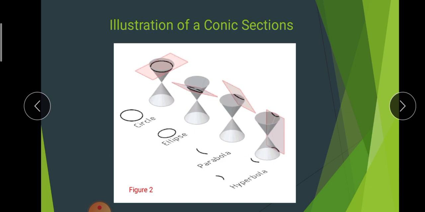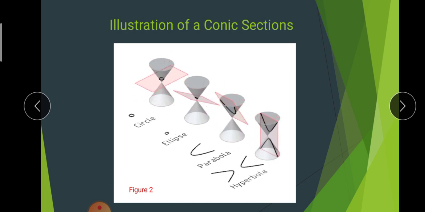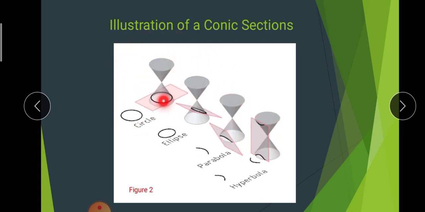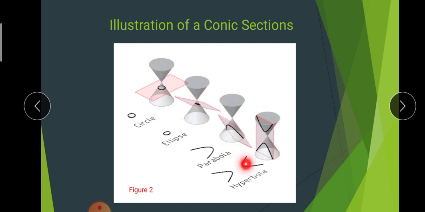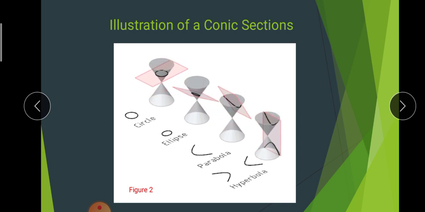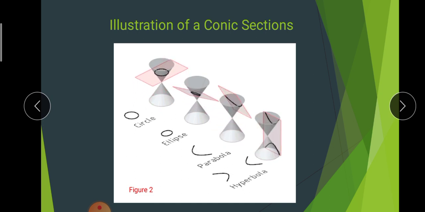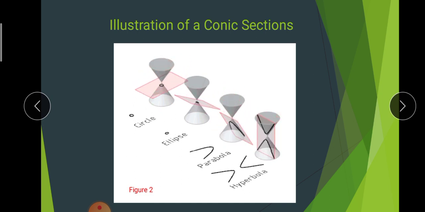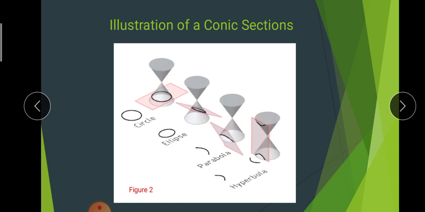As you can see in figure 2, it illustrates the different types of conics, namely the circle, the ellipse, the parabola, and last is the hyperbola. Kung mapapansin nyo ang figure 2, mayroong red na rectangle na naga-up and down. Ito yung tinatawag nating plane or rectangular plane. Dito nabubuo yung conics or section ng conics.